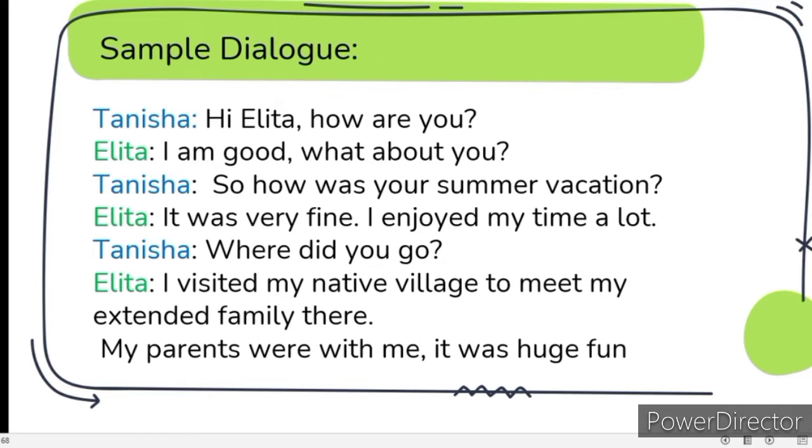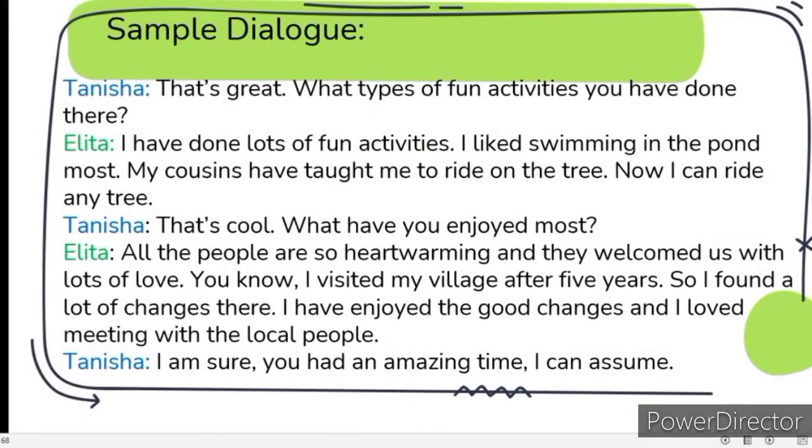Hi, Elita. How are you? I am good. What about you? So, how was your summer vacation? It was very fine. I enjoyed my time a lot. Where did you go? I visited my native village to meet my extended family there. My parents were with me. It was a huge fun. That's great! What types of fun activities you have done there? I have done lots of fun activities. I liked swimming in the pond most. My cousins have taught me to ride on the tree. Now, I can ride any tree. That's cool! What have you enjoyed most? All the people are so heartwarming and they welcome us with lots of love. You know, I visited my village after 5 years. So, I found a lot of changes there. I have enjoyed the good changes and I loved meeting with the local people. I am sure you had an amazing time, I can assume.